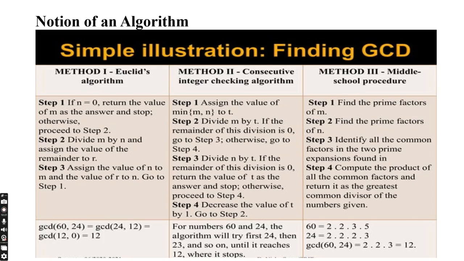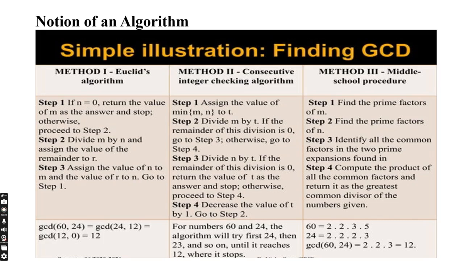Same way, method 2, the consecutive integer checking method. Step 1: assign the value of minimum of m, n to t. Step 2: divide m by t. If the remainder is 0, go to step 3. Otherwise, go to step 4. Step 3: divide n by t. If the remainder is 0, return the value t as the answer and stop the algorithm. Otherwise, step 4: decrease the value of t by 1 and go to step 2. So this is the integer checking method.